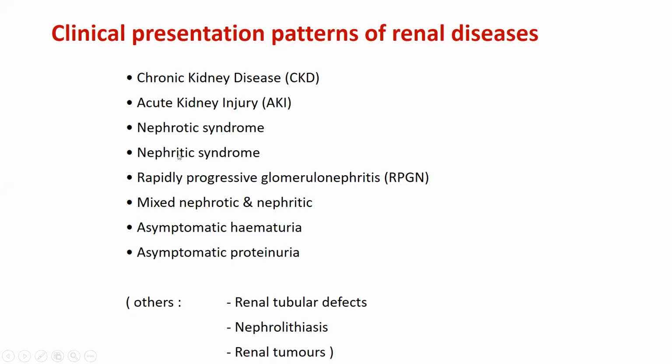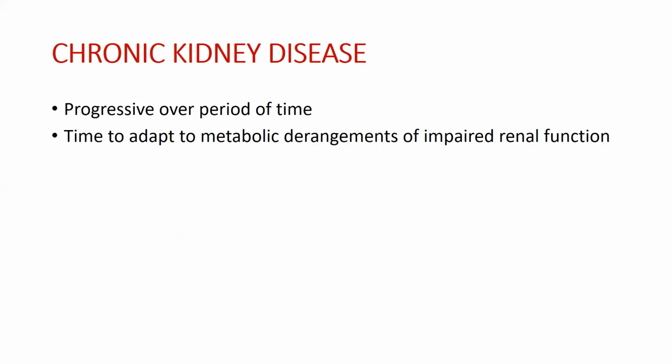However, I'll also touch a little bit on nephrotic, nephritic, and RPGN as well, because these five clinical presentations you need to know about when a patient presents with suspected kidney involvement. So to start off with, chronic kidney disease. This is a progressive condition over a period of time, which means that because it's progressive, you have time to adapt to these metabolic derangements secondary to impaired renal function.